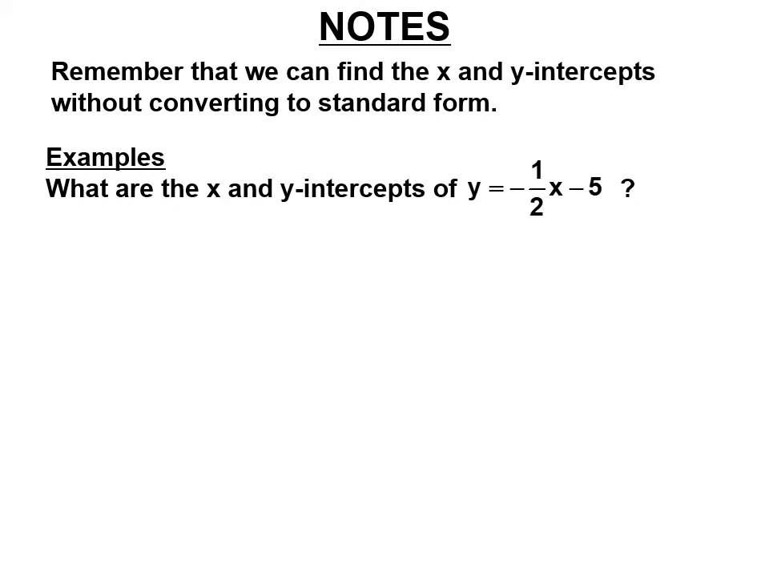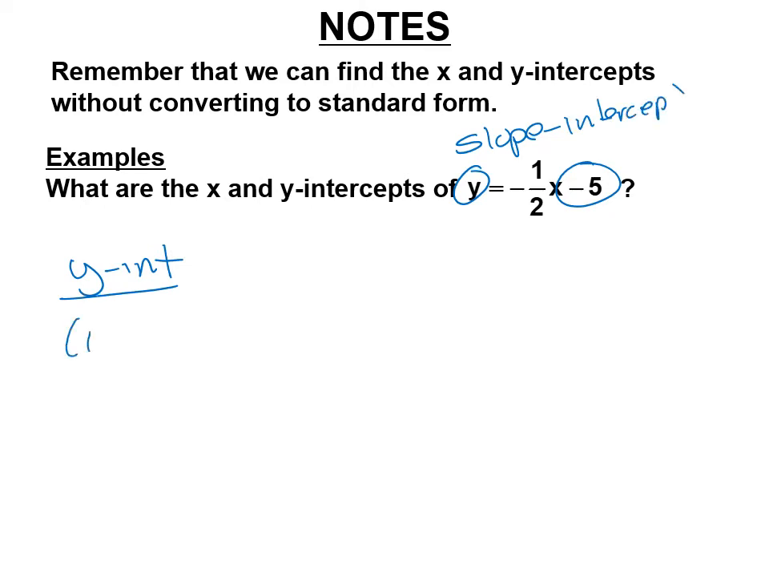All right, so when are the x and y intercepts? Now, you could make that into standard form, but you don't need to. Remember this technique of finding the intercepts. The y-intercept, well, what's the y-intercept? Well, that's in slope intercept, right? Y is by itself. So what's the y-intercept? So that's 0, -5.